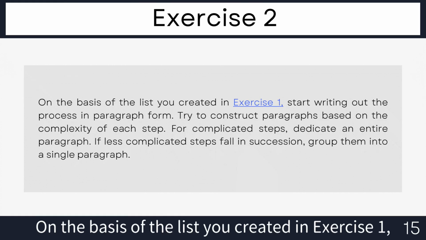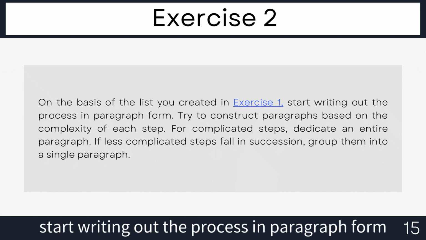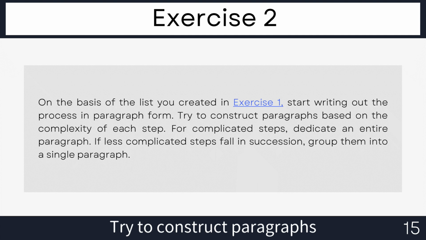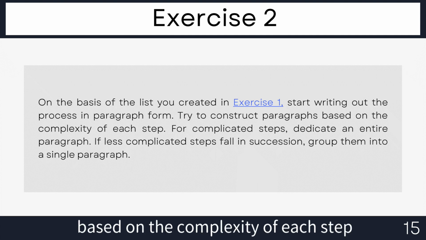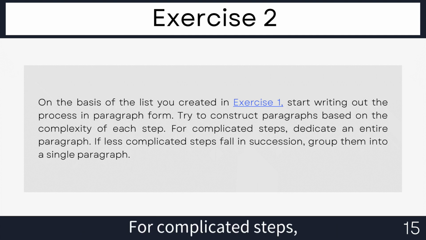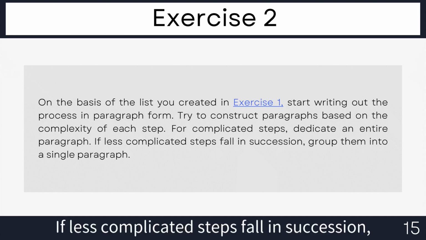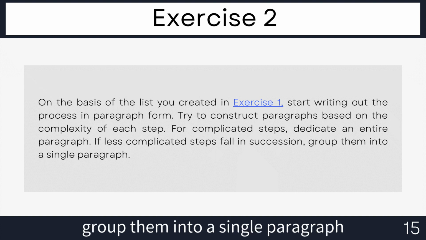On the basis of the list you created in Exercise 1, start writing out the process in paragraph form. Try to construct paragraphs based on the complexity of each step. For complicated steps, dedicate an entire paragraph. If less complicated steps fall in succession, group them into a single paragraph.